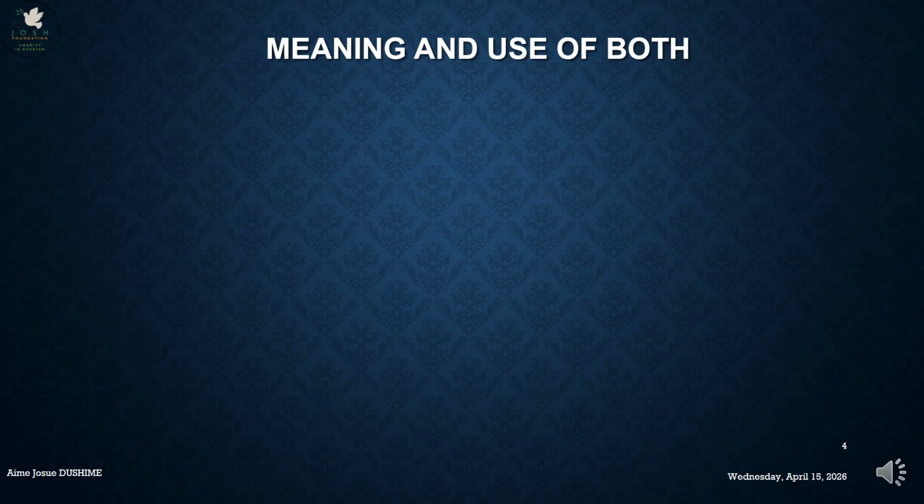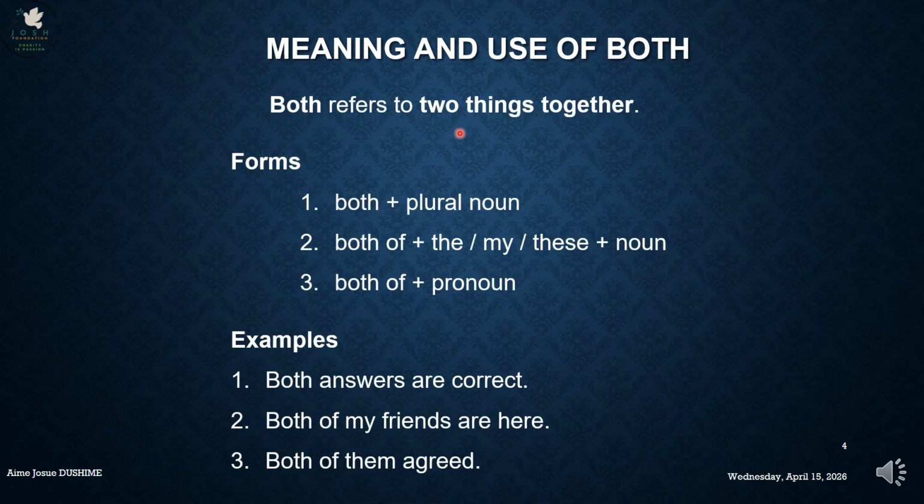So let's continue with the first meaning and use of both. Both refers to two things together. As I said before, we can use both plus pronouns. We can use both of plus them or my or this plus noun. Or we could also say both of, then we add noun. Remember, we have several pronouns. We have personal pronouns, possessive pronouns, but here I mean actually the possessive pronouns.